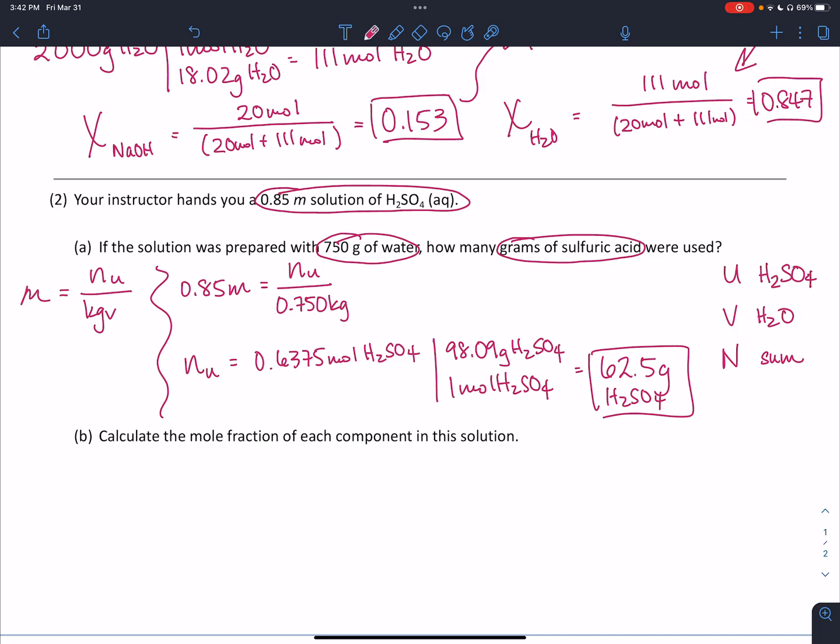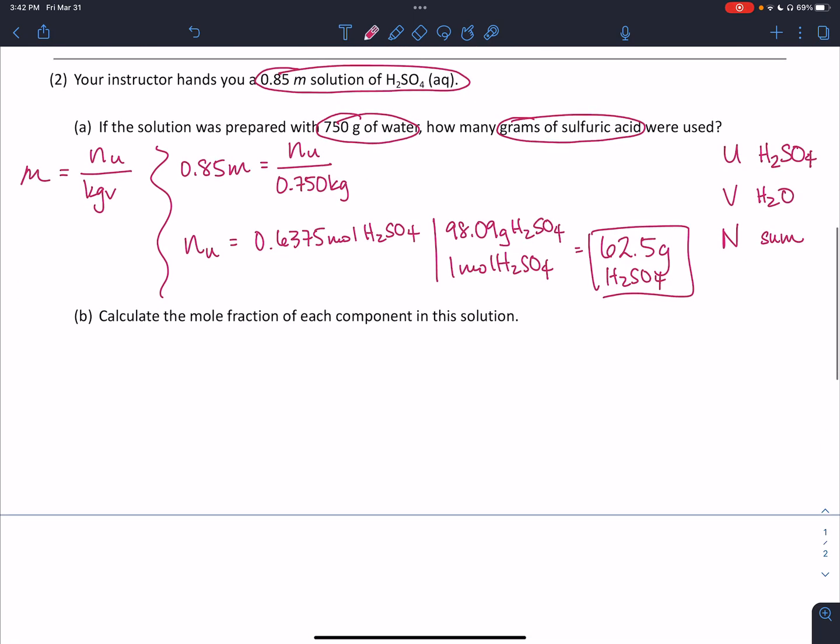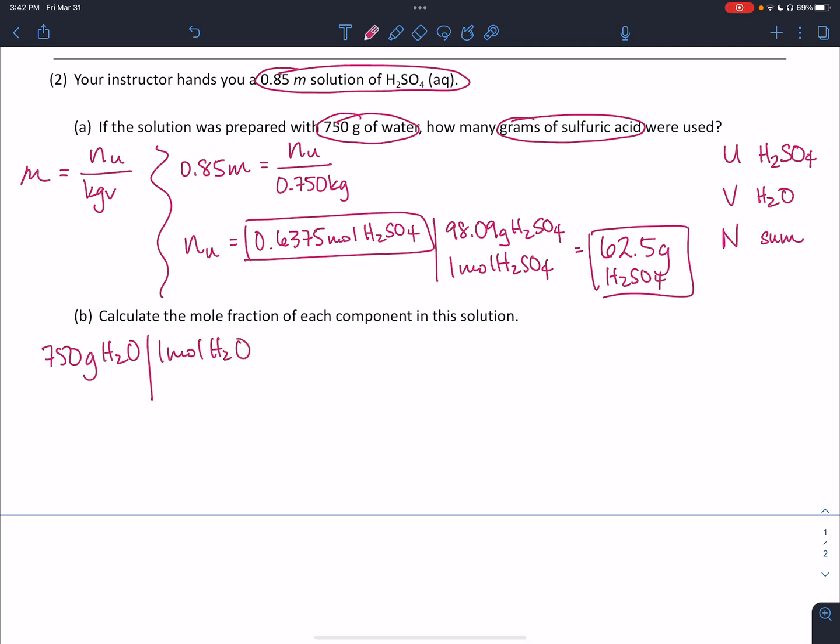Next, mole fraction of each component in the solution. Same thing as before. We know the moles of our solute, but we need the moles of our solvent. So we take our 750 grams of H2O, use its molar mass. 1 mole of water has a mass of 18.02 grams. To find the moles of water, which turns out to be 41.6 moles of H2O.